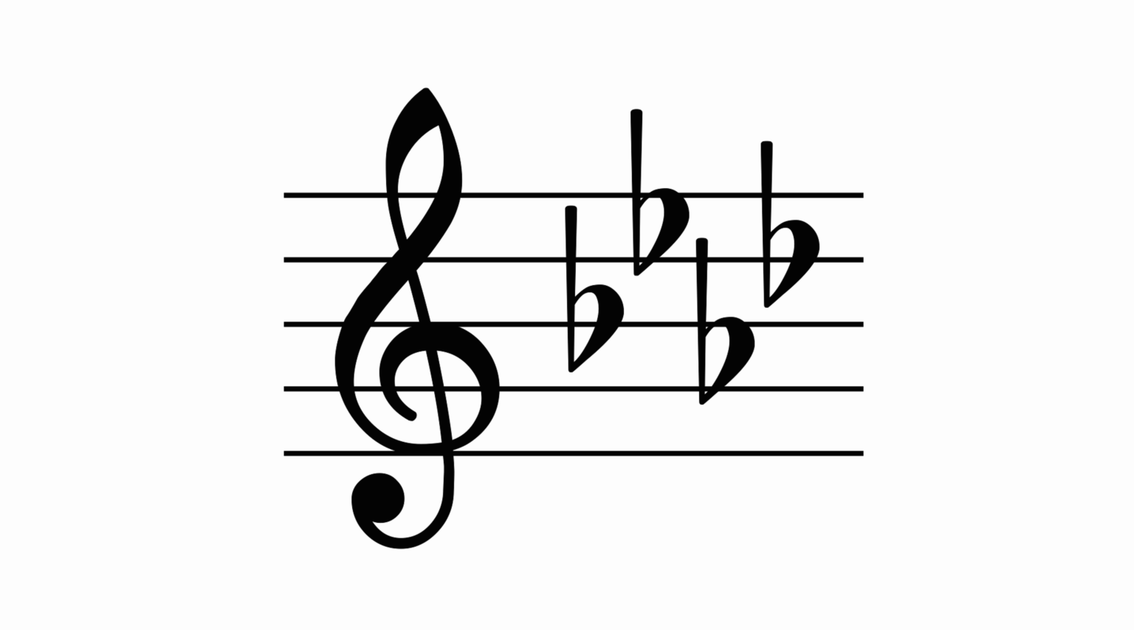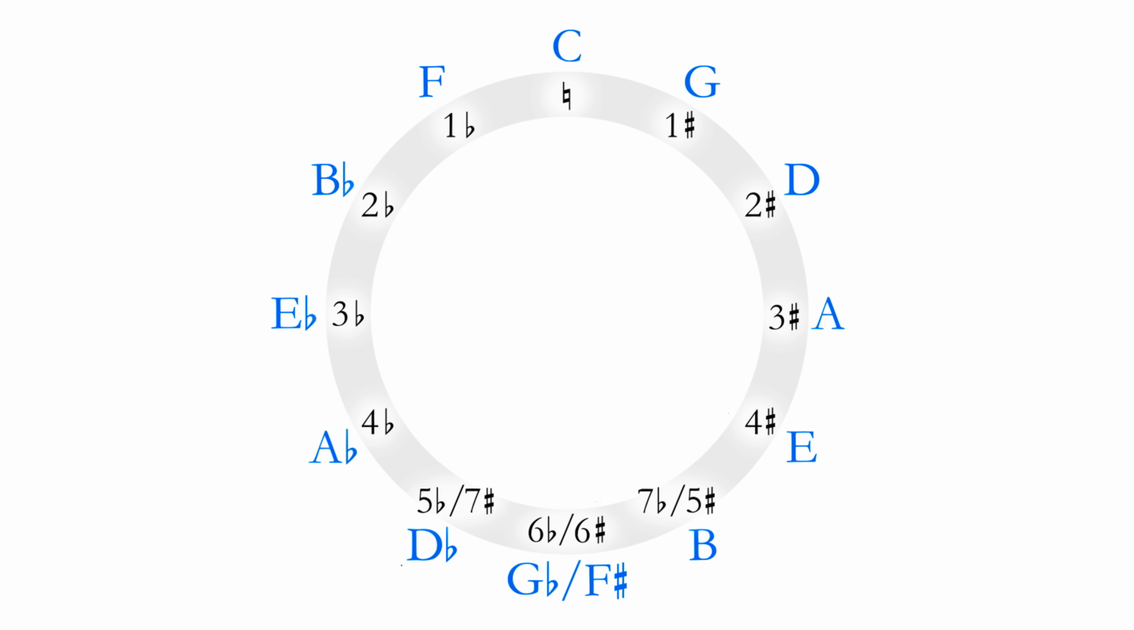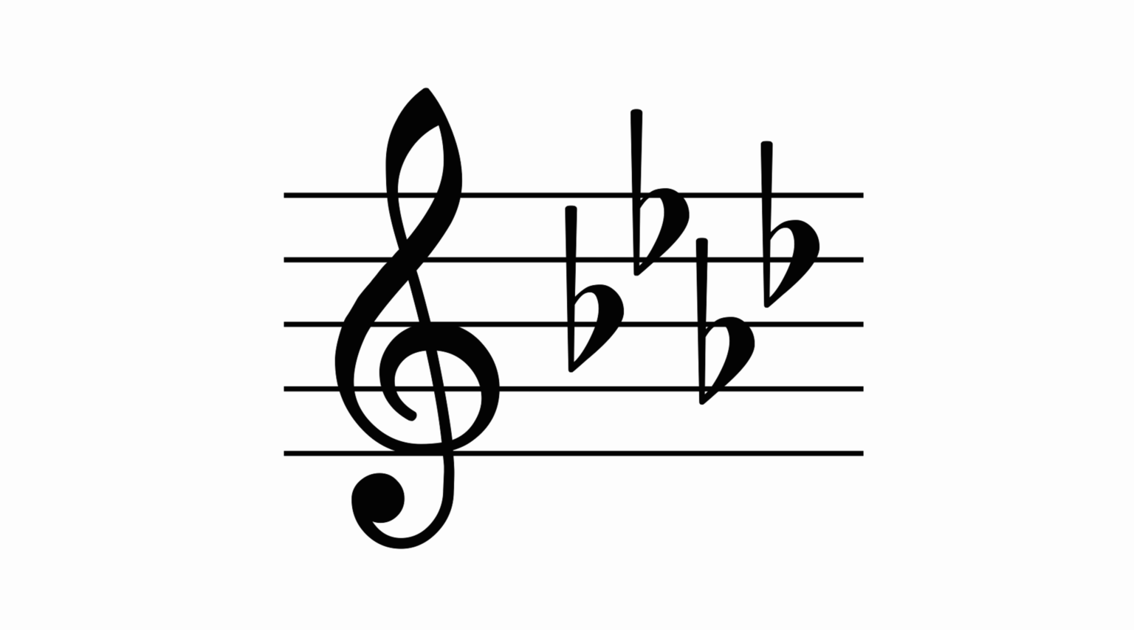So let's now put that to the test. We have this key signature now, which has 4 flats on it. So we go back to our circle of fifths, and because it's flats not sharps, this time we count the other way around the circle, anti-clockwise, rather than clockwise. Clockwise is for sharps, anti-clockwise is for flats. So starting at C, which has 0 flats and 0 sharps, we count 1, 2, 3, 4, and it's the key of A flat major that has 4 flats.